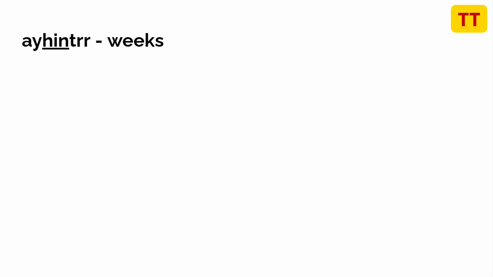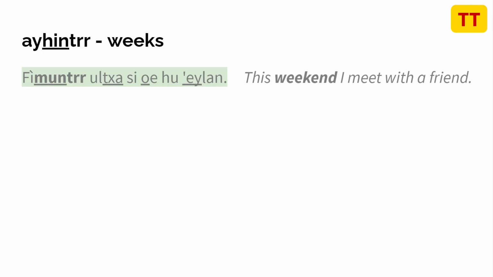So let's talk about aihintr. Let's look at some examples. Femuntr ut asioe hu eilan. This weekend I meet with a friend. So here you see femuntr, this weekend, which also kind of works like an adverbial phrase.